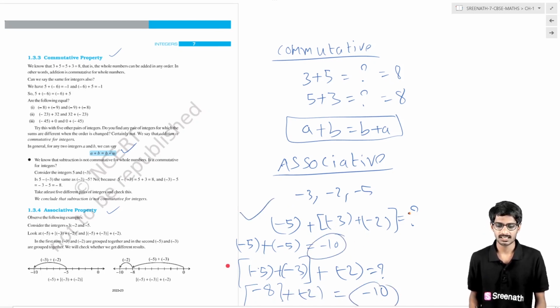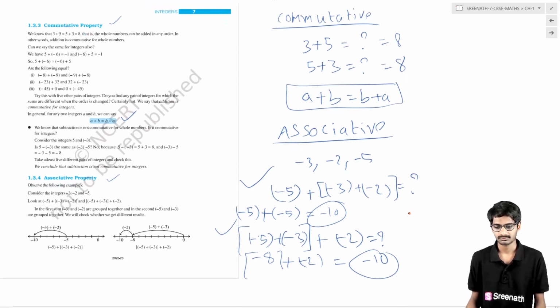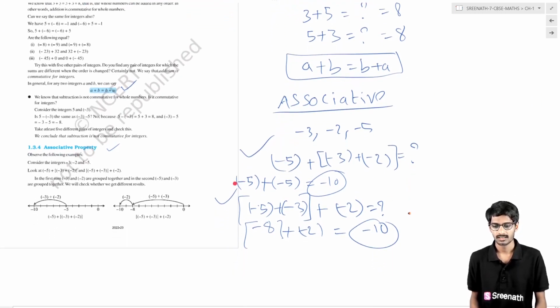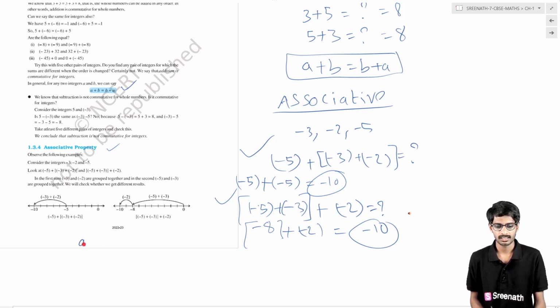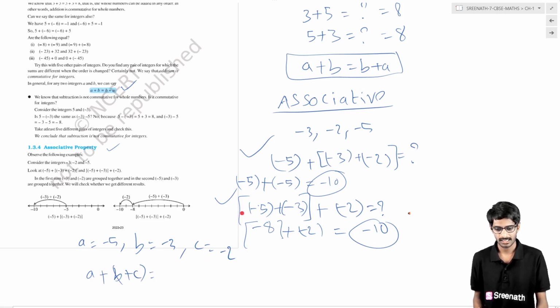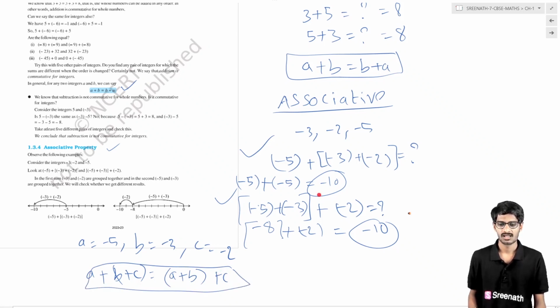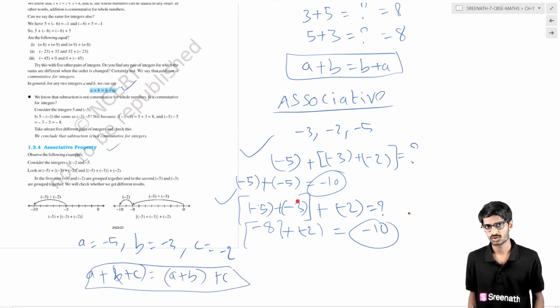But what is the change in this and this? What is the change in this equation and this equation? Basically, the change is in the big brackets. If you take a equal to -5, b equal to -3 and c equal to -2, what do we get in the final answer? a plus (b plus c) is equal to what here? What is the second? (a plus b) plus c. Okay, this is the conclusion we get. So this is called the associative property.